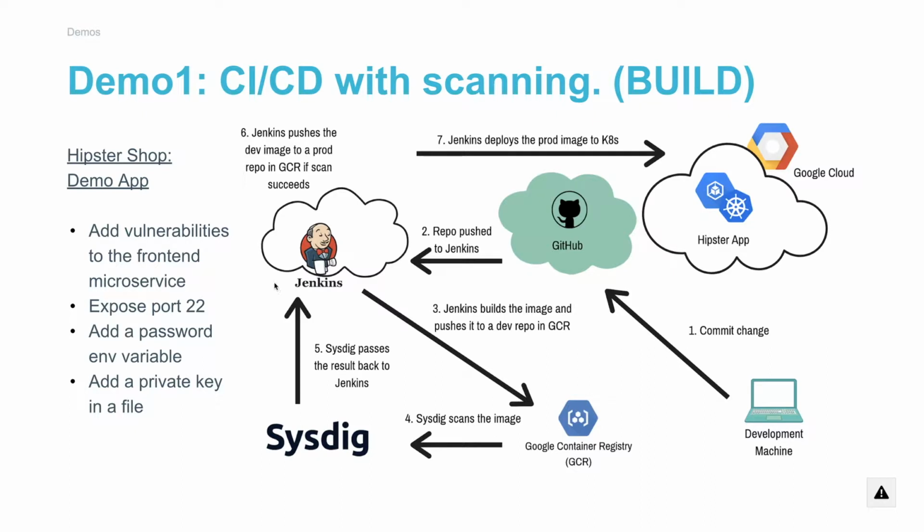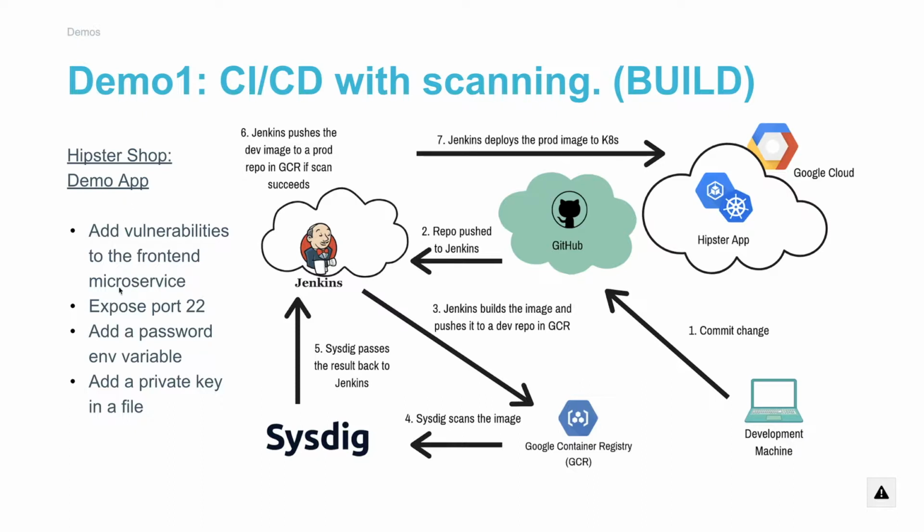Now, for the sake of this demo, we're going to run on an application called the Hipster Shop. It's an e-commerce application built by Google. I'm going to leave a link to the GitHub repo in the description of this video. What we're going to do here is add a vulnerability to the front-end microservice, so I'm going to build the pipeline just for the front-end microservice. The beauty of the Hipster Shop demo app is that it's built out of 12 microservices and really is a good demo to show a microservices architecture in real life.